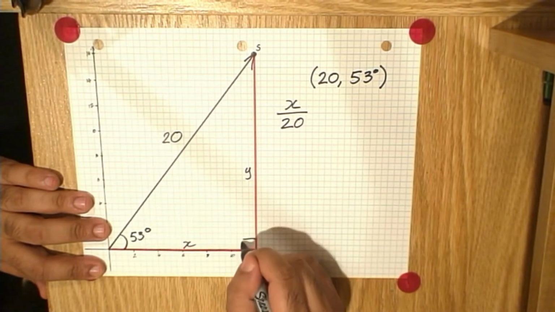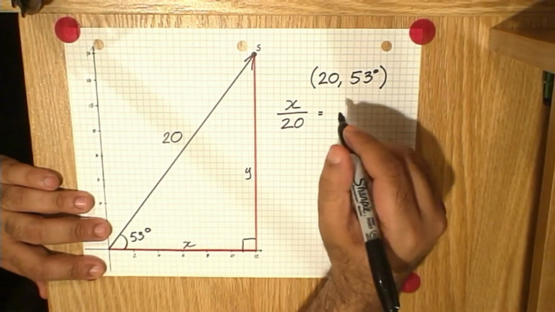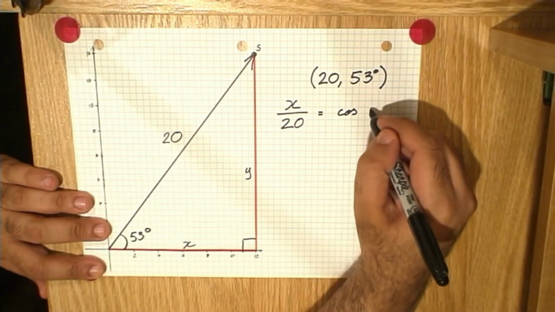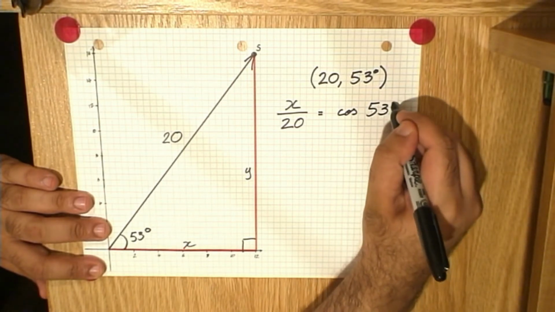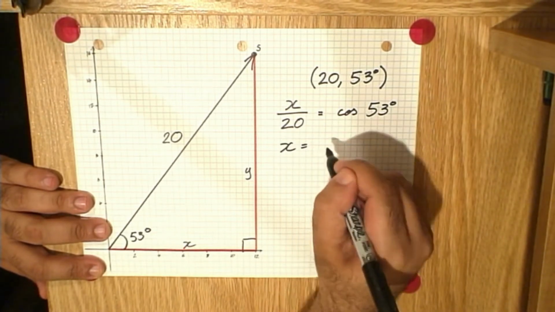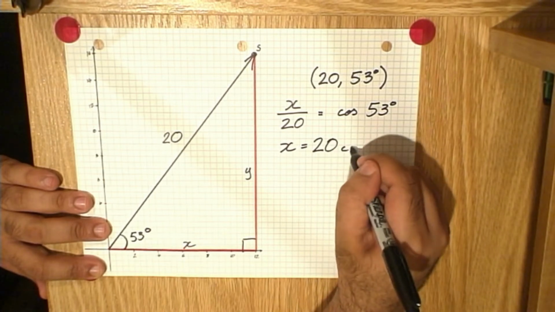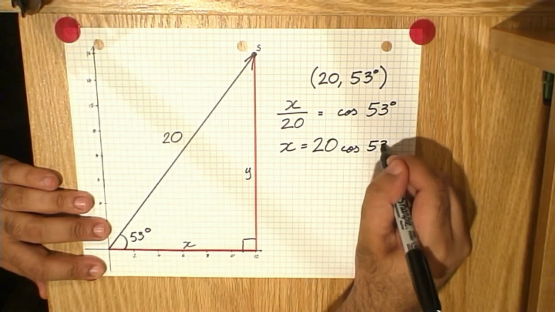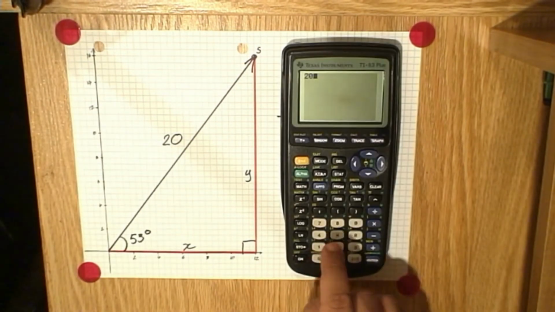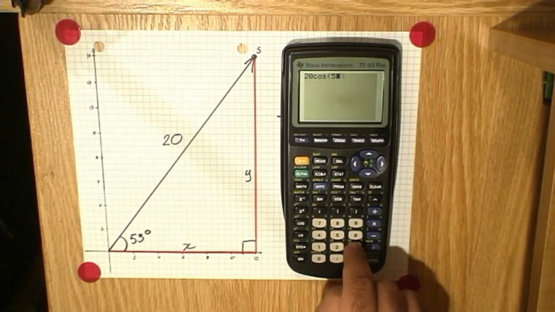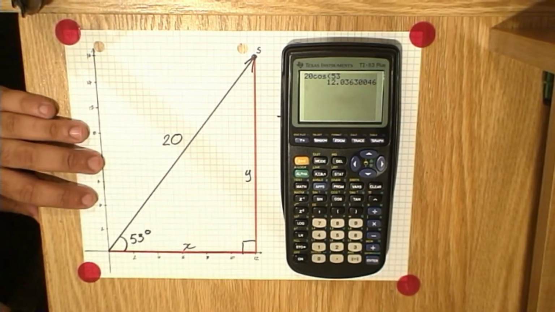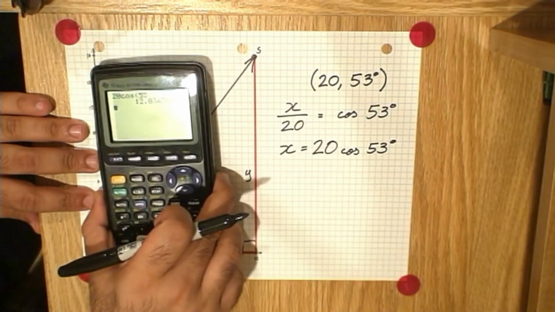then x over 20 is going to be equal to the cosine of 53 degrees. Which means that x is equal to 20 times the cosine of 53 degrees. 20 times the cosine of 53 degrees gives me 12.03, very close to 12 meters.